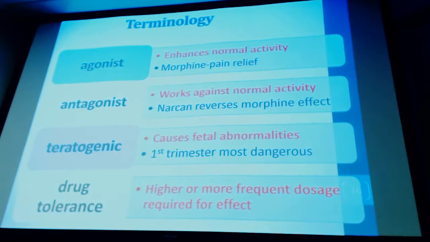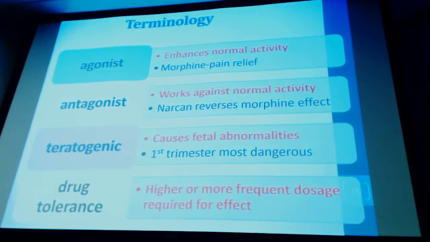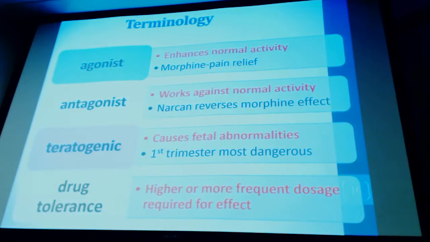Okay, now you're going to see this terminology. An agonist is something that helps the body's natural action. And I've given you an example here. If you get injured, your body will release endorphins. Endorphins are natural pain relievers. You come to the emergency room, we're going to give you morphine, which is also a pain reliever. It acts with those endorphins to relieve pain. It's an agonist, it helps.